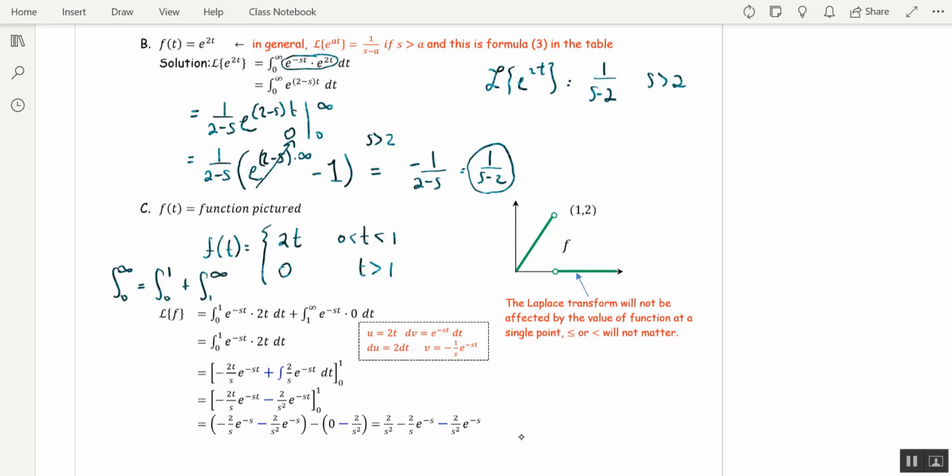And the reason why I want to break it up is because 1 is the point at which the function actually changes. So if I integrate from 0 to 1, my f of t is e to the 2t. So that'll be my first integral. And my second integral goes from 1 to infinity, but fortunately my f is now 0. So this whole second integral just drops out. And I'm left with just the first integral, which is not improper at all.